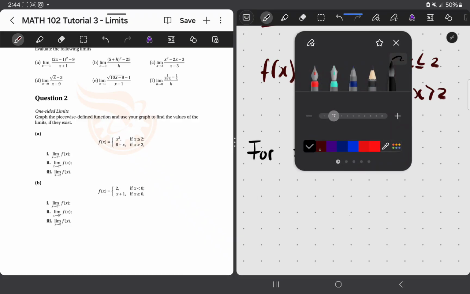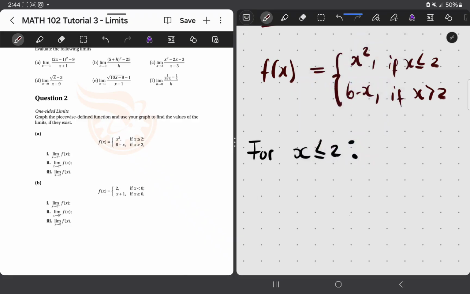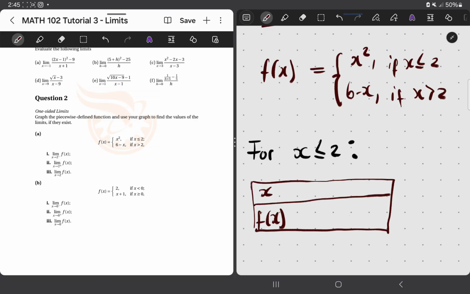Now, how do we sketch? We only want like 3 points, okay? 3 points, yes. So let's say x and let's put f of x, okay? 3 points, or we can put 4 points. Right, now remember we are doing x less than or equal to 2, right? So we can start from what? We can start from minus 1.